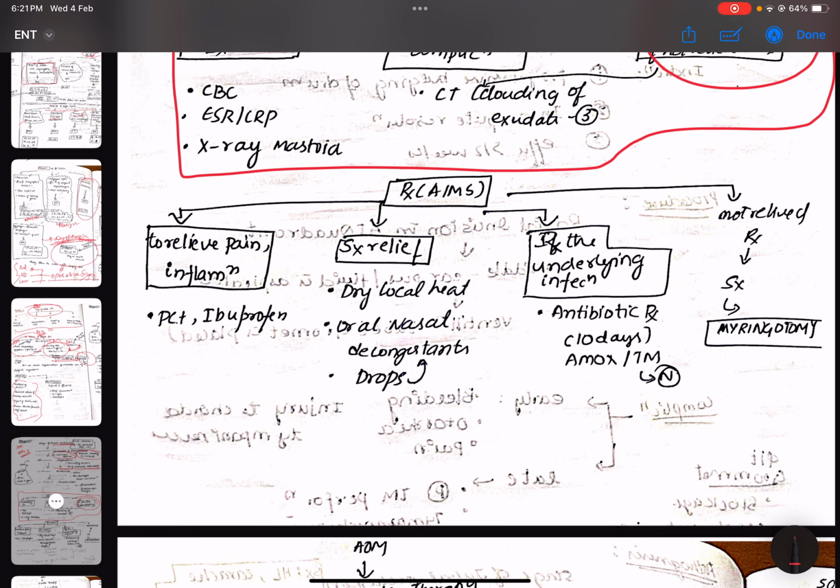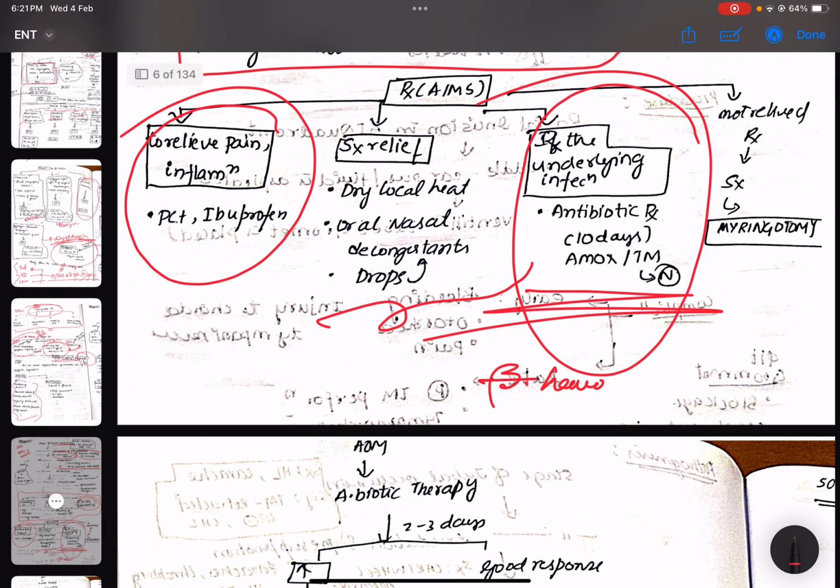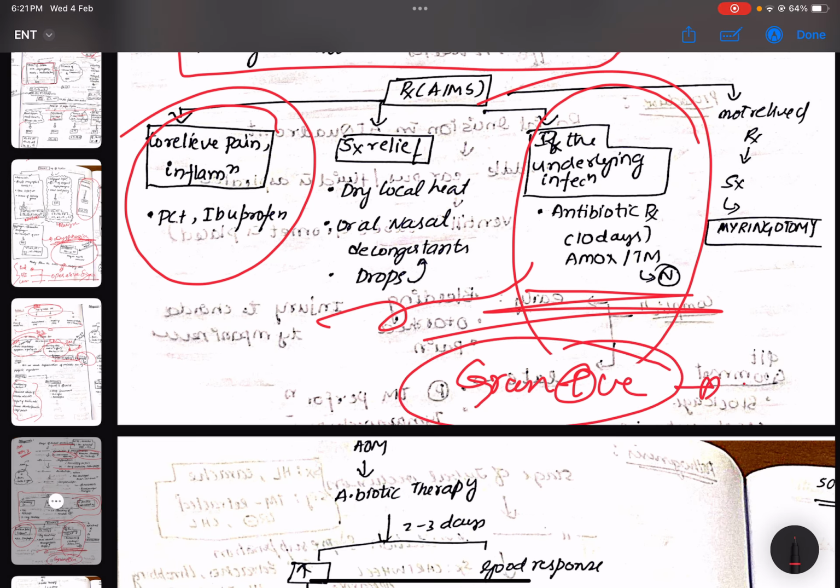Then again, what are the treatment aims which you have in ASOM? Again, they will have intense pain and inflammation. Obviously, you need to address that. And also, these are the symptomatic relief measures which you need to follow. And you need to treat the underlying infection by giving amoxicillin, because the most common is beta hemolytic or all your gram positive organisms. Since gram positives are present, this is sensitive to the penicillin group, right? So this is what you have to mention.